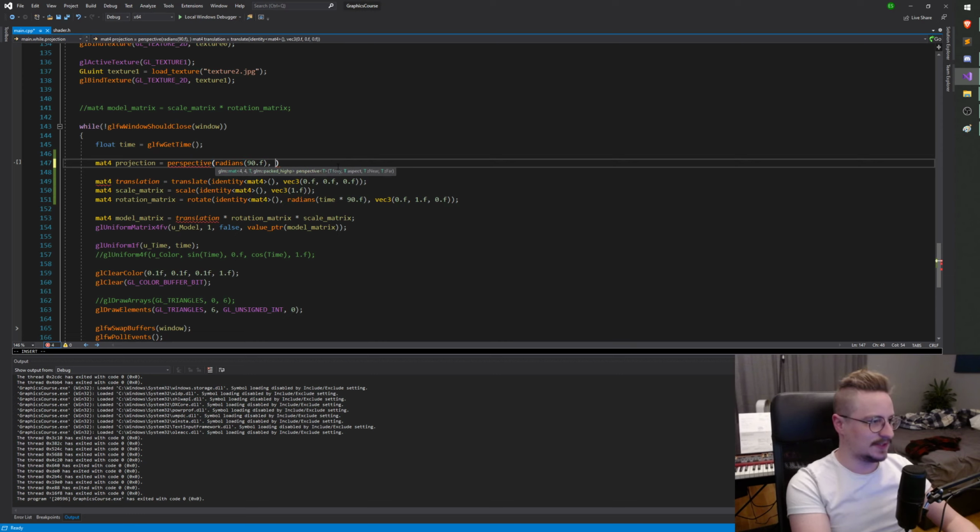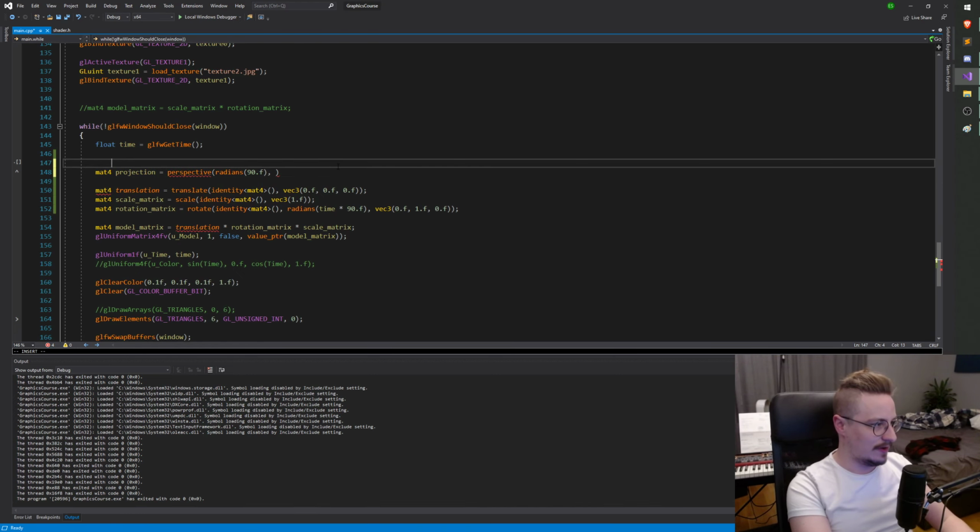Then there's the aspect ratio. So that's another neat thing with the perspective matrix. As I've been saying, we have basically a square, but it's actually a rectangle on screen because we have a rectangular aspect ratio of the window. The perspective matrix will also take your aspect ratio of screen into account. So it will grow the viewport a little bit on the x-axis because our window is a little bit bigger on the x-axis. So I'm going to get the width and height of the window.